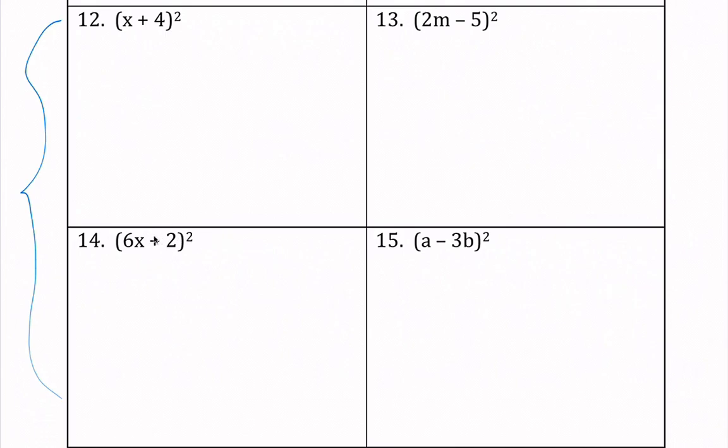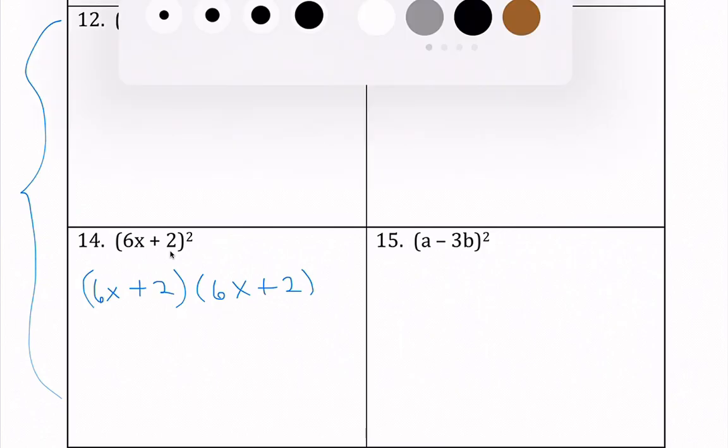But since I see a plus, I know I can't do this. I can't just give it to everything on the inside. It will not work out correctly. So what this means is I want 2 of these guys being multiplied together. So I'm going to rewrite it as 6x plus 2 times 6x plus 2. And now I'm going to do the same thing we have been doing.